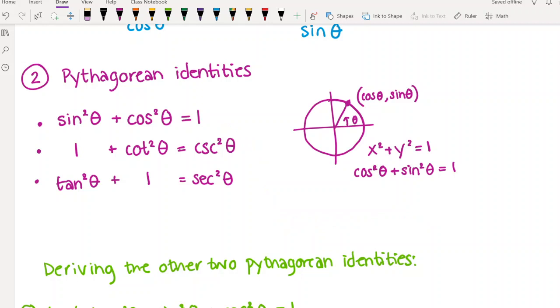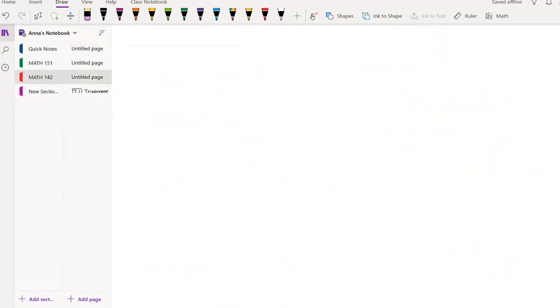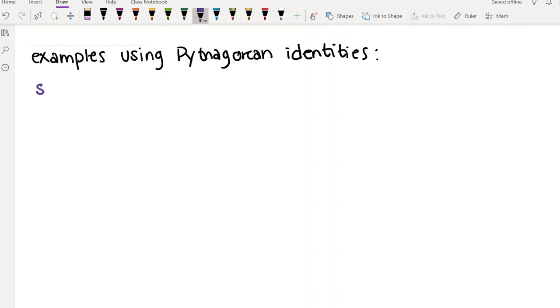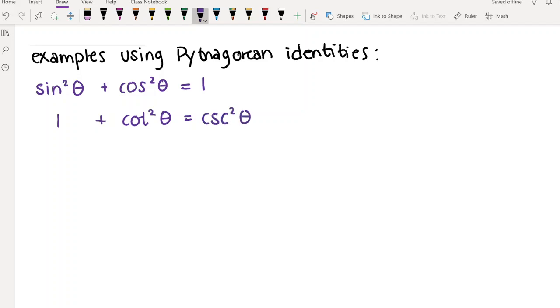Okay, so let's see some examples using this type of simplification. The first one again was sine squared of theta plus cosine squared of theta is equal to 1. The next one we got by dividing everything by sine squared, which gives us 1 plus cotangent squared of theta is equal to cosecant squared of theta. And the third one we got by dividing everything by cosine squared of theta, so that's tangent squared of theta plus 1 is equal to secant squared of theta.